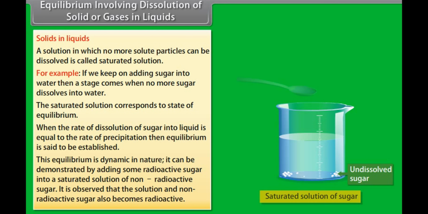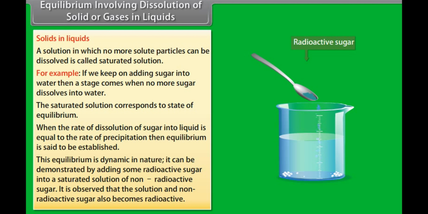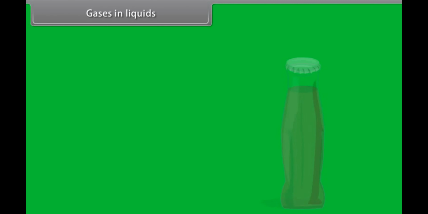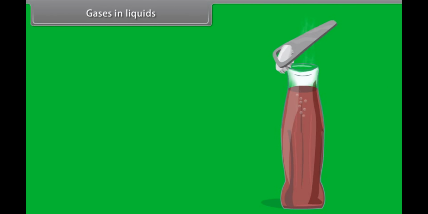It can be demonstrated by adding some radioactive sugar into a saturated solution of non-radioactive sugar. It is observed that the solution and non-radioactive sugar also become radioactive. Gases in liquids. When a cold drink is opened, the carbon dioxide dissolved in it fizzes out rapidly. This represents an equilibrium situation.